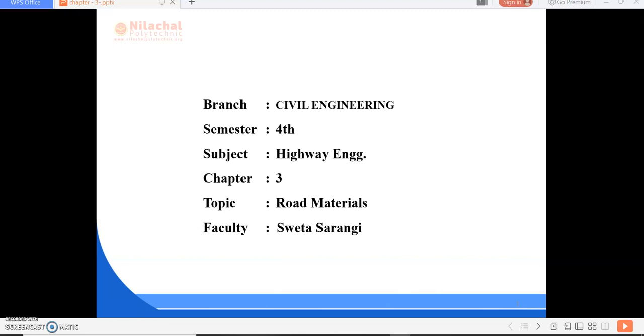Okay. So in your course this is your third chapter. In the previous chapter we studied road geometric design, or highway geometric design. In this chapter we are going to study road materials, like what materials we are going to use in our road constructions.